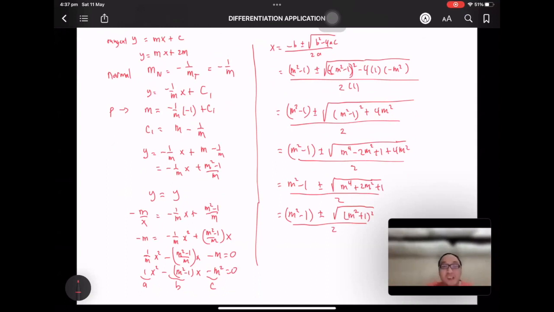So that means we can cancel the square root. So the x will be m squared minus 1 plus, we cancel the square root here, m squared plus 1 over 2, which equals m squared. And the other x will be m squared minus 1 minus m squared plus 1 over 2. So equals minus 1.